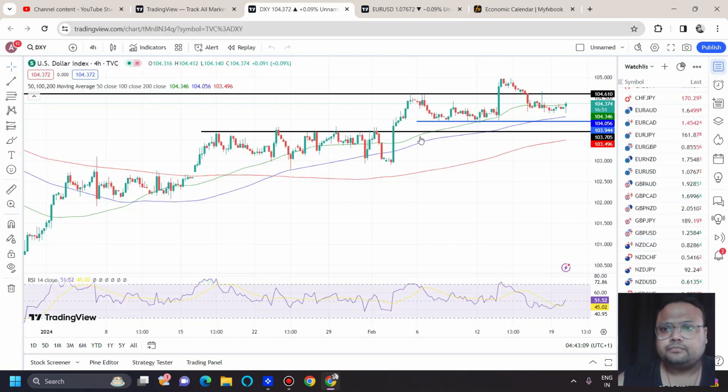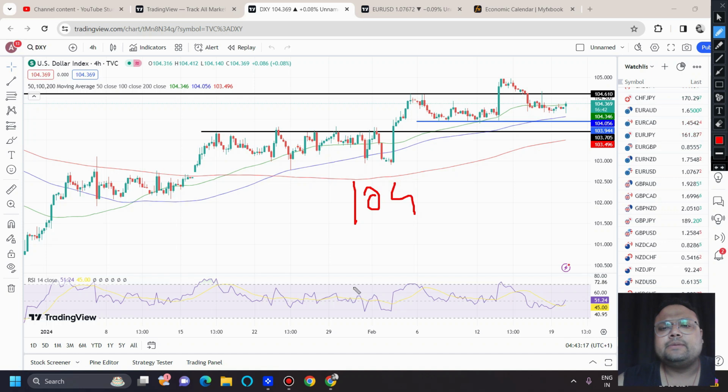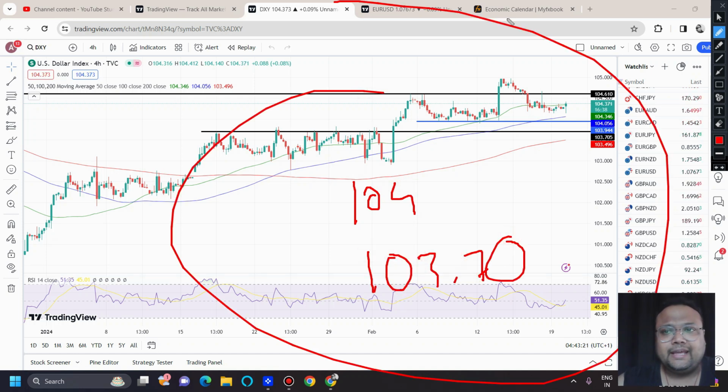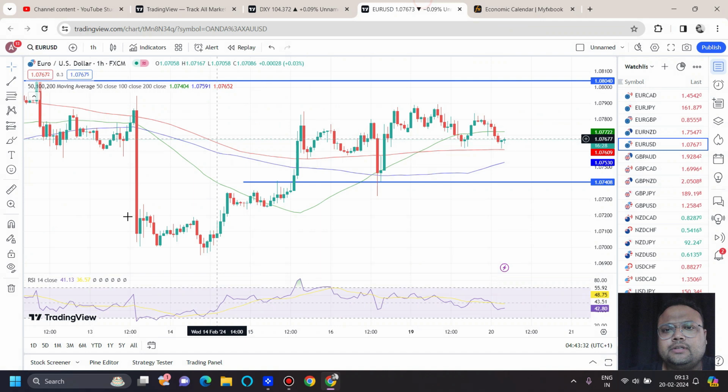Okay, so the dollar index may remain the same. If market shows some sort of correction, we can expect dollar index to take support around 104 to 103.70 for the day. And if it goes up, okay, this level should not be working as resistance, because in uptrend market the previous high are not very strong. Okay, so now let's wait and watch. Now Euro USD.